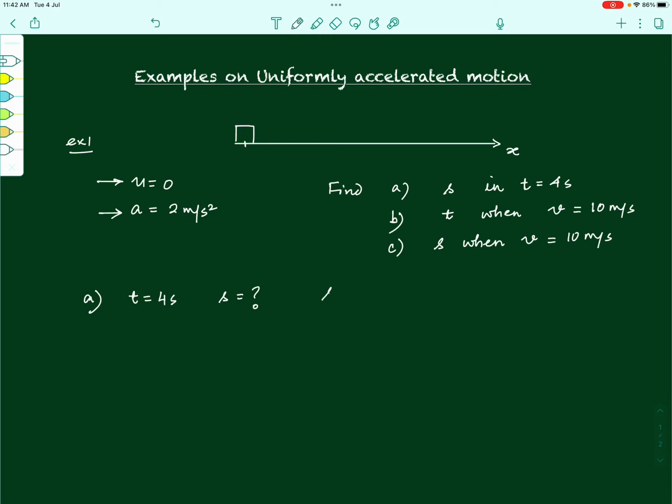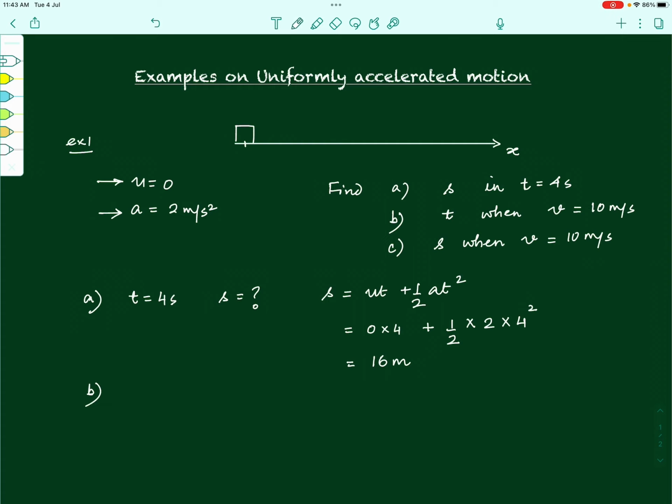It's nothing but the second equation of motion, s is equal to ut plus half a t squared. If we just substitute all the values on the right hand side, we have u, 0, into t, which is given to be 4, plus half a, which is given to be 2, and then t is 4 once again, so 4 squared. When you solve this expression, you will get the answer as 16 meters. So the body would move 16 meters in the first 4 seconds of its motion.